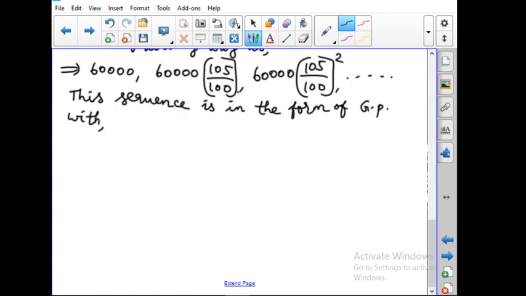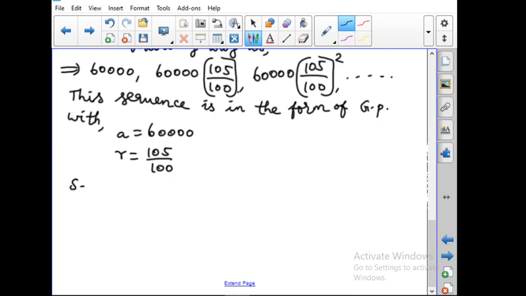Because 105 is constant and the power will be increasing. Here power 1, power 2, power 3 like this. So consider this sequence is GP, with the first term small a equal to 60,000. R will be the common ratio. T2 by T1 means we are getting that common ratio is 105 by 100. So the power will be increasing, power 1, power 2 like this. So the R will be 105 by 100.